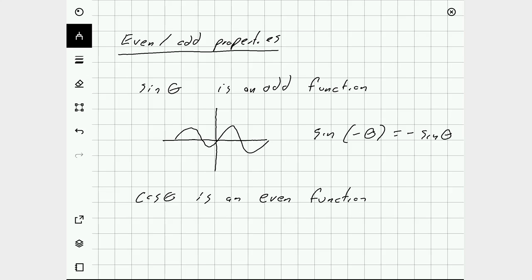Cosine of theta is an even function. Remember, the graph of cosine is symmetric about the y-axis. So the cosine of the opposite of theta is the same thing as the cosine of theta. It doesn't really cause any issues whatsoever.